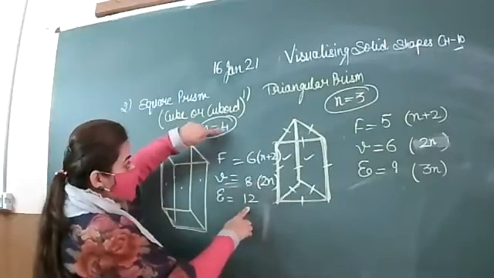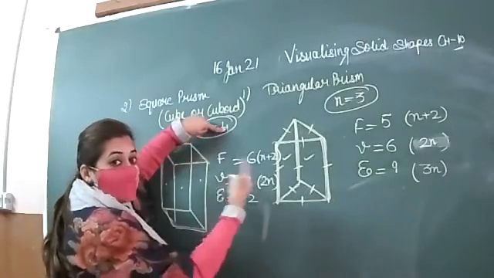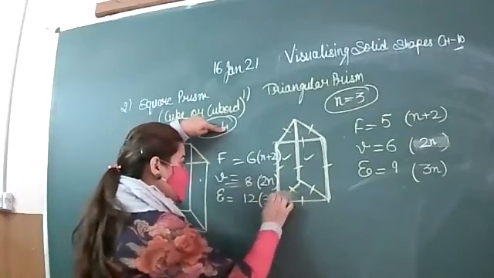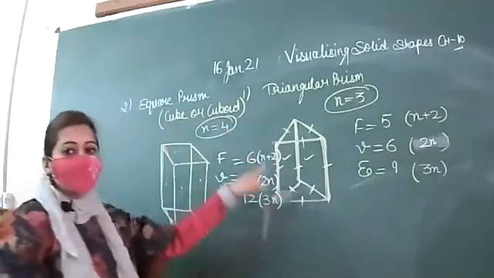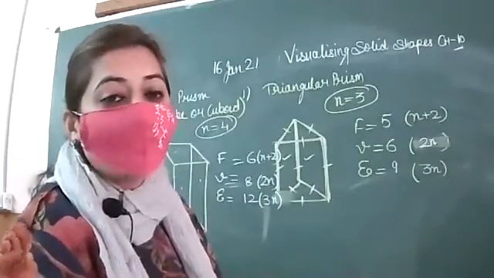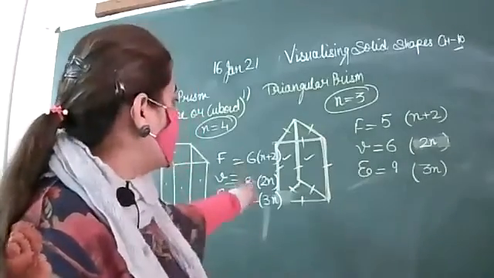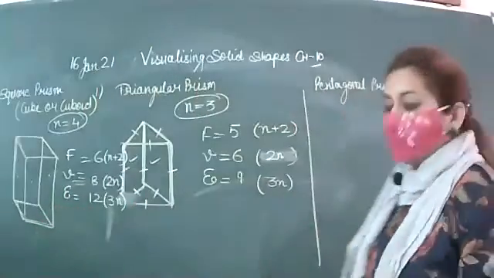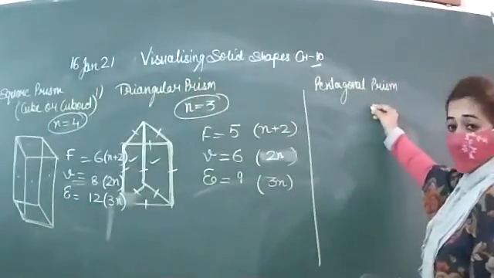Now next is thrice of 4, which will give you 12. So your formula becomes 3n. So in this manner, I have written the faces, vertices and edges, and the formulas are n plus 2, 2n and 3n. Now, let's draw a pentagon here.